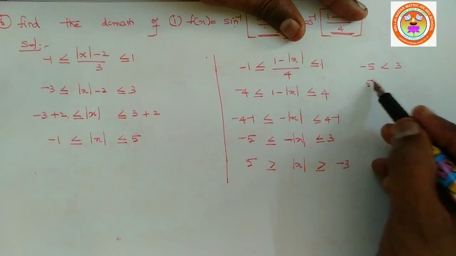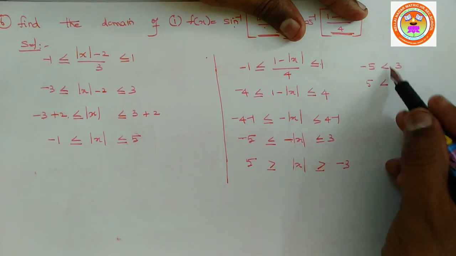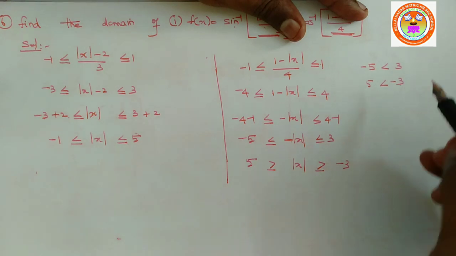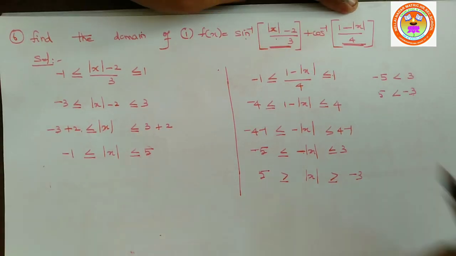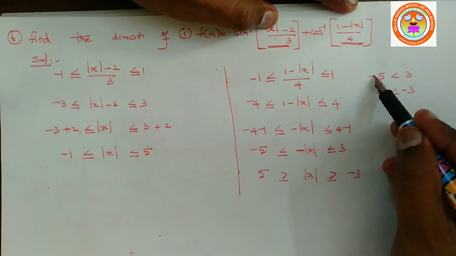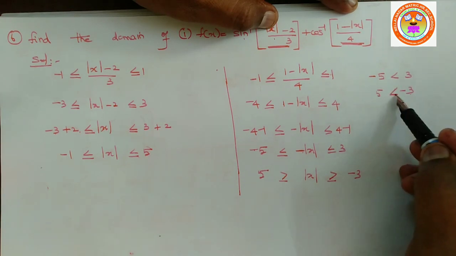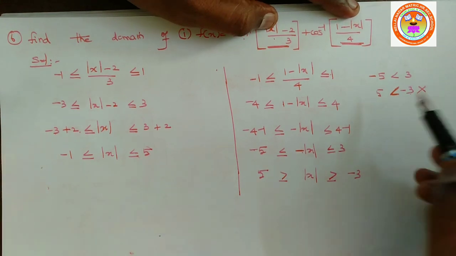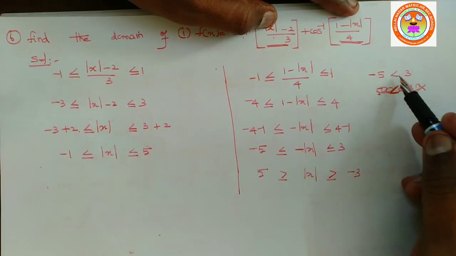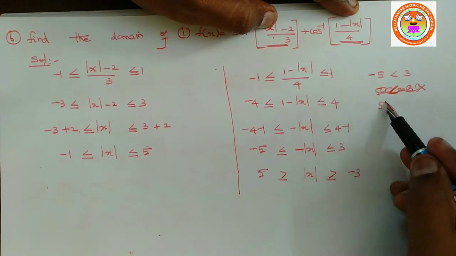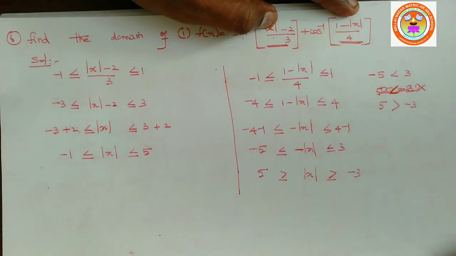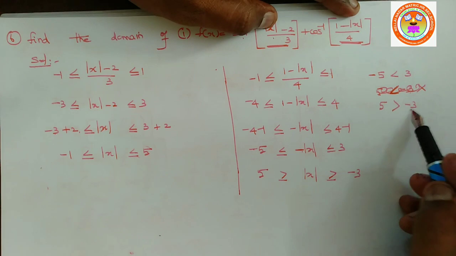This plus 5, minus 3. Whether this is correct? 5 is less than minus 3. No, this is not correct. Even though we have changed the sign, we have not changed the inequality. So while we are changing the sign, this minus becomes plus 5, this plus becomes minus 3, we need to change the inequality also. 5 is greater than minus 3.